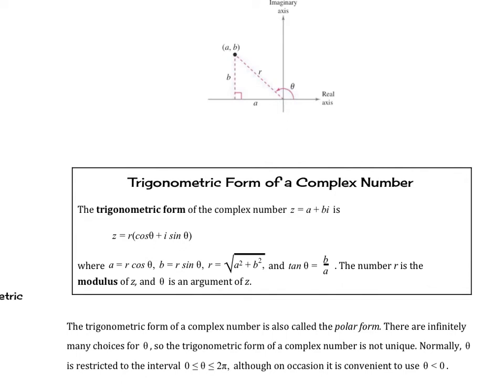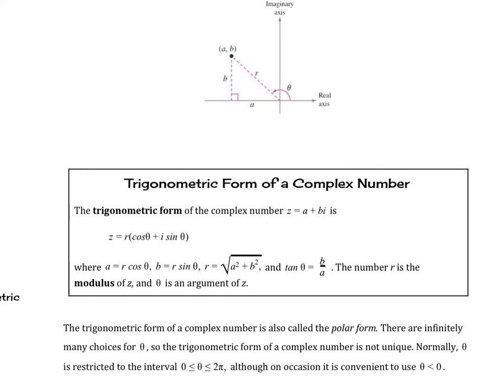So what is that? The trig form of the complex number z equals a plus bi is z equals r cosine theta plus i sine of theta, where a equals r cosine theta, and b equals r sine theta, or r equals the square root of a squared plus b squared, and tangent of theta, we remember, is b over a.